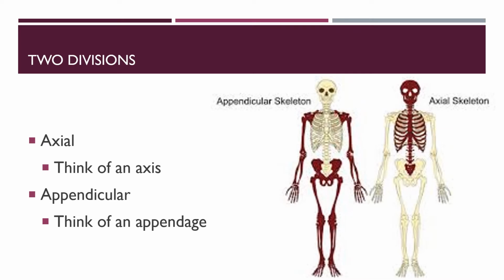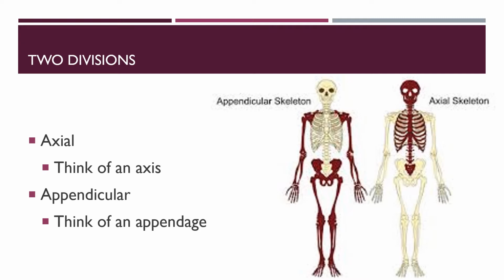Just like when we look at the body in different views and different parts, we divide it up into smaller sections to talk about it and to identify parts. We divide the skeletal system into two parts, or two divisions. That is the axial skeleton and the appendicular skeleton.